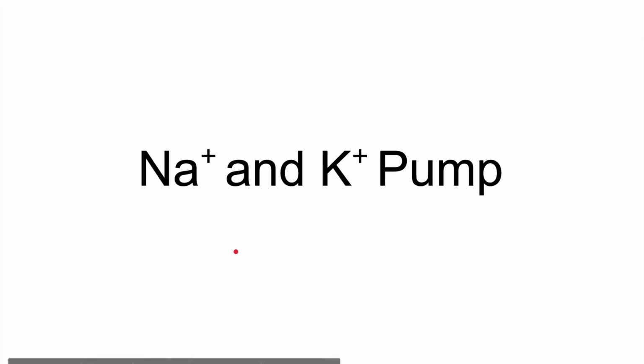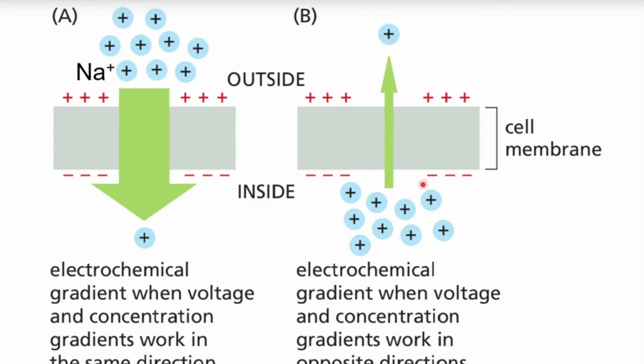As my partner Aaron said, I will be going more in depth with the sodium and potassium pump and how concentration and electrochemical gradient come into play with it. Going back to the previous slides, we can see that the sodium and potassium electrochemical gradients work so that potassium has an outward concentration gradient and sodium has an inward concentration gradient.